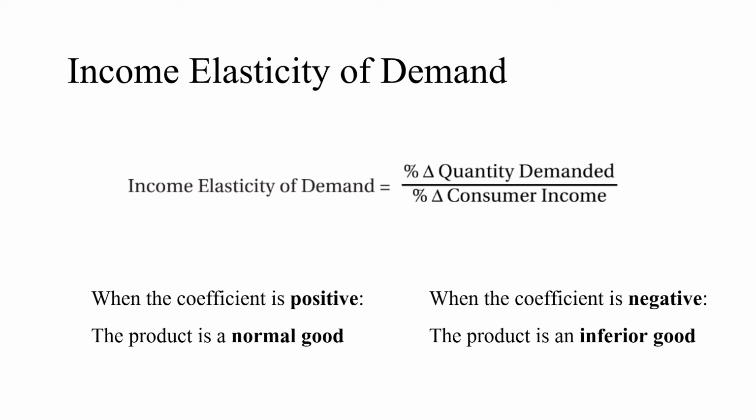This income elasticity coefficient also holds important meaning, whether it's positive or negative. When the coefficient is positive, the product is a normal good. When the coefficient is negative, the product is an inferior good. I also imagine all of you are familiar with what a normal good and an inferior good are, so I will be moving on.